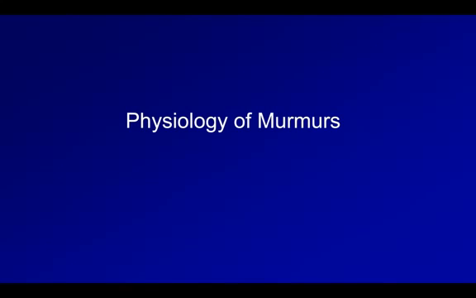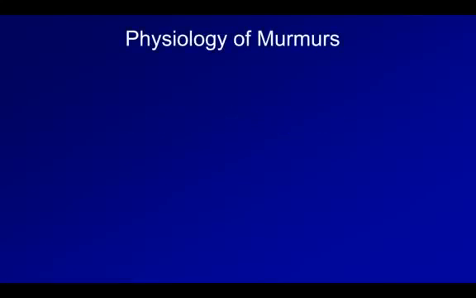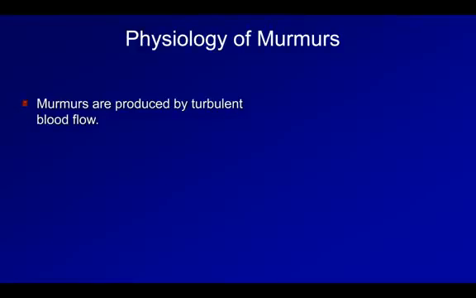I will start by spending just a minute on the physiology of murmurs. Murmurs are acoustical phenomenon produced by turbulent blood flow. They can occur in a wide variety of locations in the body and in a variety of clinical settings. When a murmur occurs outside of the heart, for example, in an abdominal aortic aneurysm, or narrowing of the carotid artery, they are usually referred to as bruits.